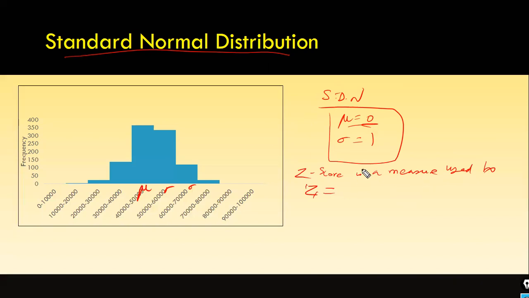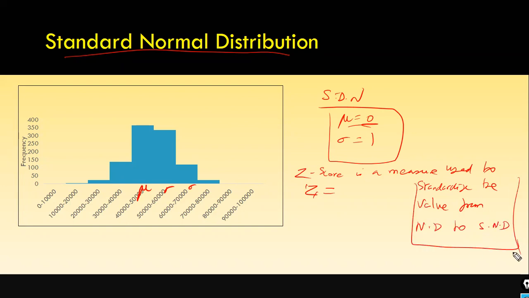So z-score is a measure used to standardize, right? Standardize the value from a normal distribution to the standard normal distribution. Z-score is a measure used to standardize the value from normal distributions. This is the one they use.